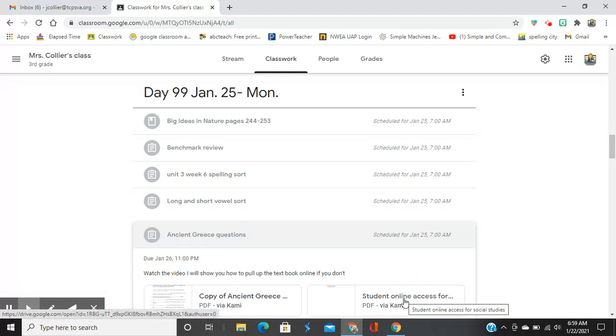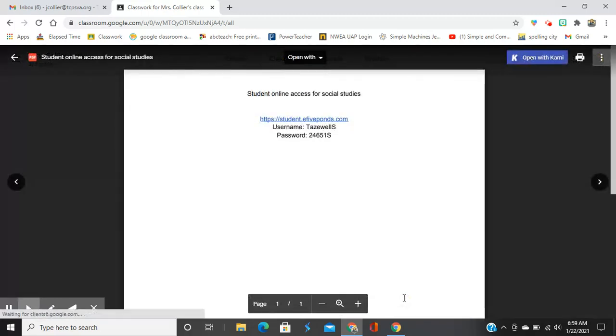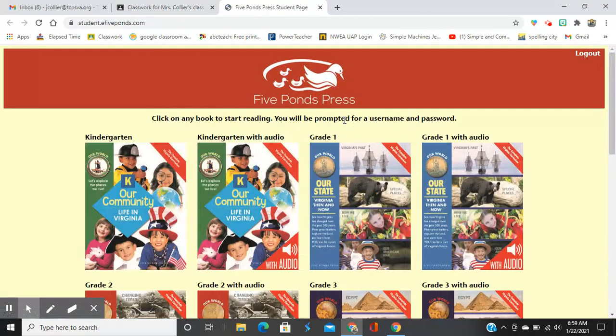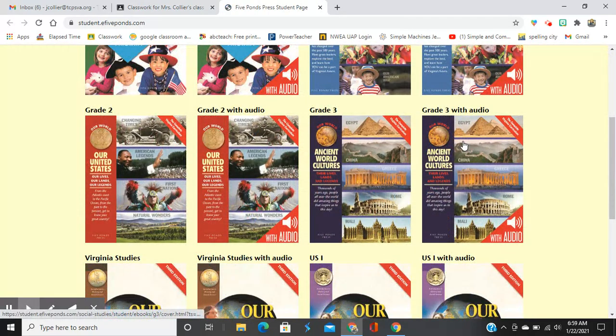You'll click on Student Online Access, and that gets you in the textbook or gives you the information to get in the textbook. So you'll click on the name of the textbook. You'll go down to grade 3. You can do it with audio or without. And audio will just mean that it will read to you.